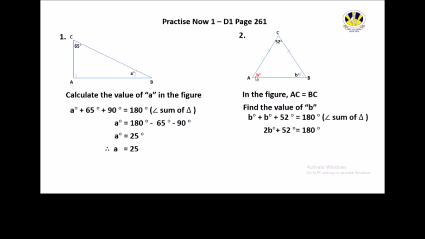Now we can subtract 52 from both sides and we get 2B is equal to 180 minus 52. That means 2B is equal to 128. We divide both sides by 2 and we get B is equal to 64. These are some special cases of using angle sum of the triangles.